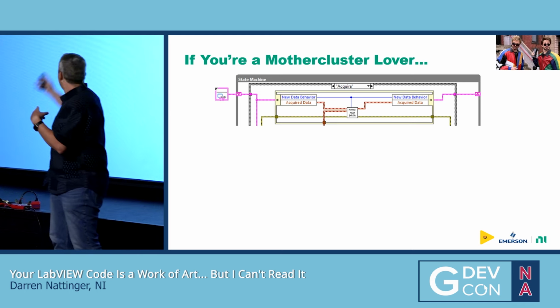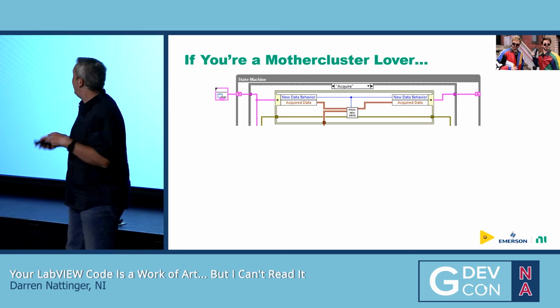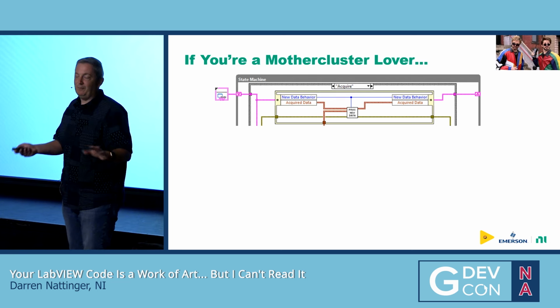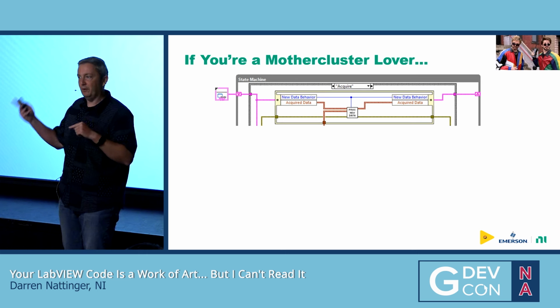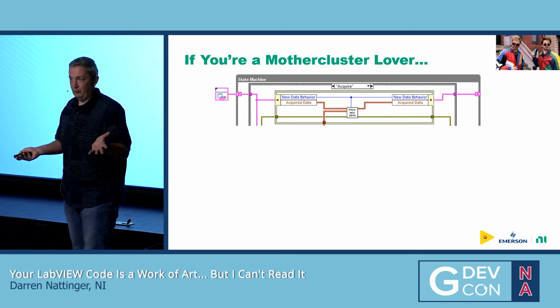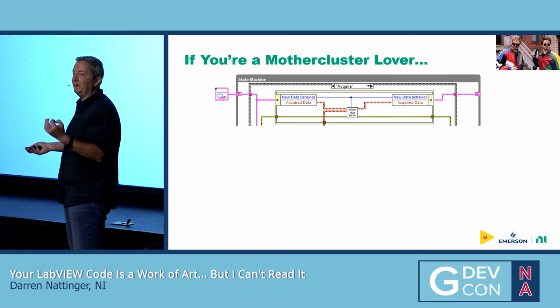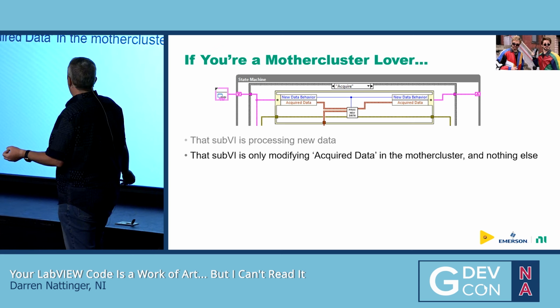Also see I gave the VI a text-based icon that says process new data, so now we know what it actually does. But yeah, I'm not saying we shouldn't use them. I don't use mother clusters, but some people do, but definitely follow this pattern. Do not pass the mother cluster in and out of a VI, because at that point, you don't know what that VI is going to be doing with it. Again, we're improving readability with our code. All right, so I described all that stuff.